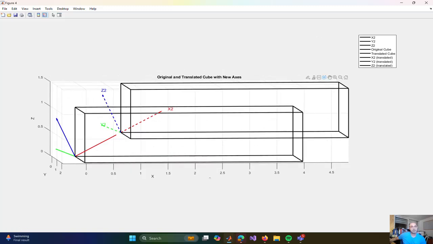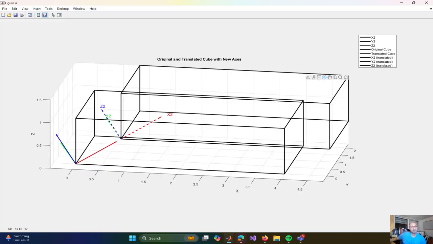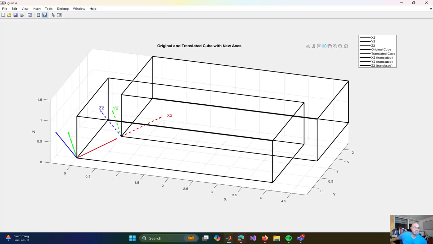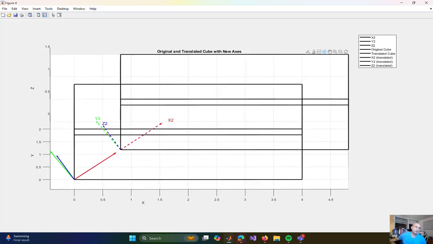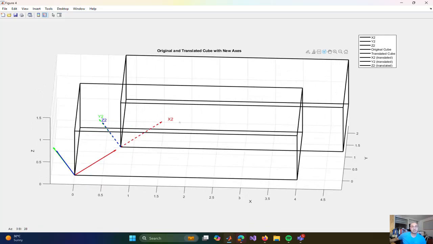the original one. And we can see that it was translated with respect to the x2 axis by the value that we have given to it. We can do the same for the Z2, Y2 axis. So this is the translation.